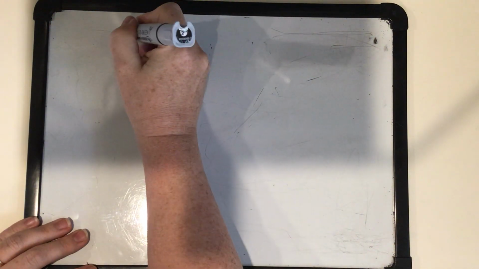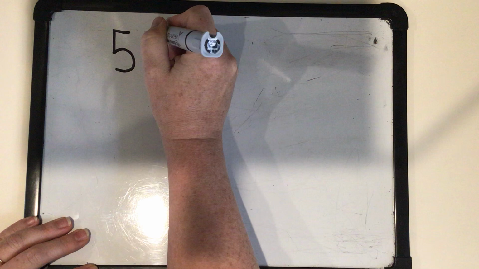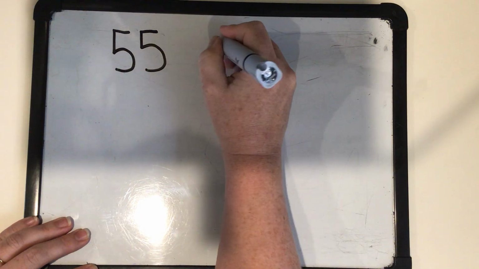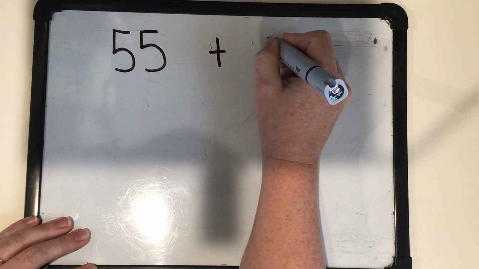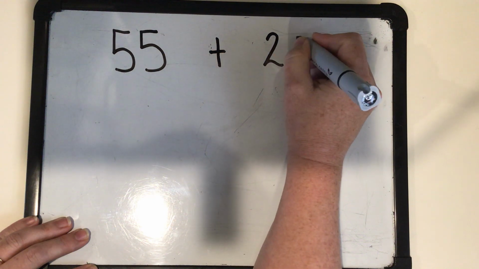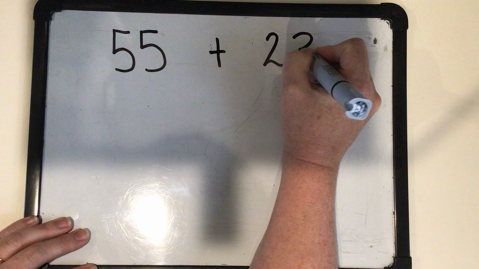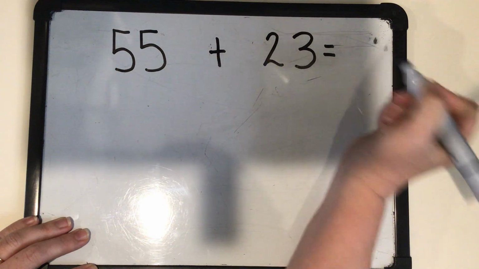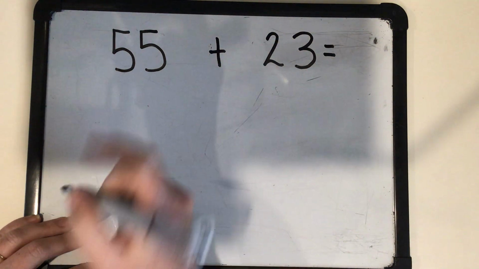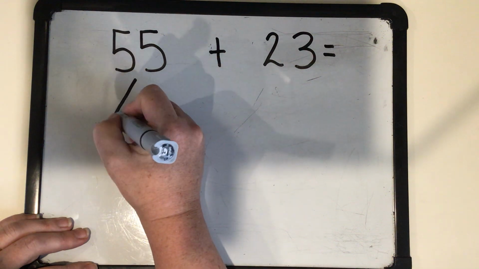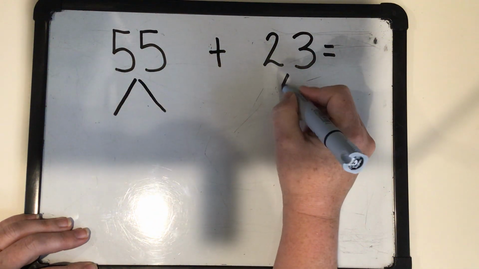Okay. Let's look at 55 plus 23. What does that equal? Our first step is to partition our numbers.